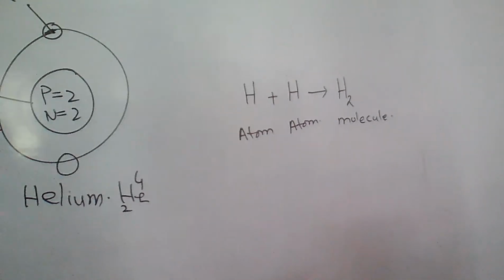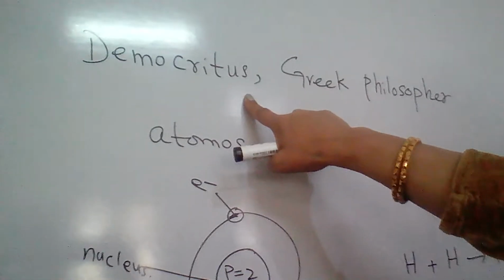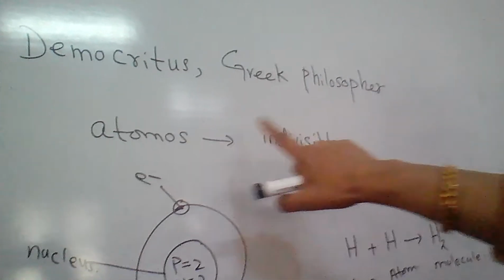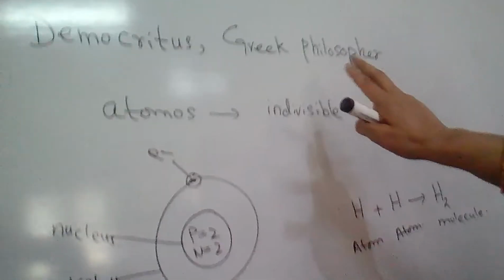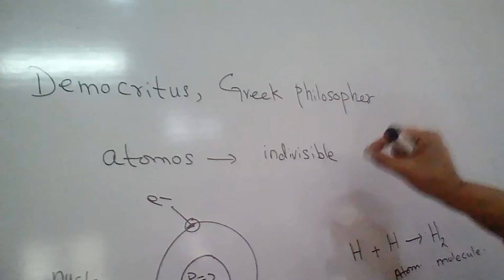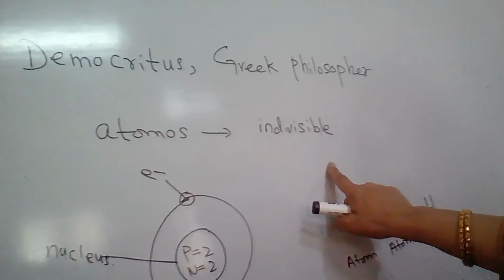Now I can tell you that Democritus, who was a great Greek philosopher, used the word atomus, meaning indivisible, that is, not able to be divided, which is so small that we cannot divide it further.